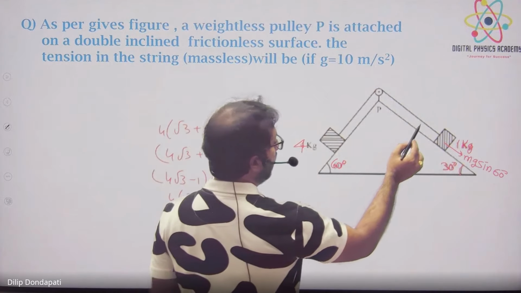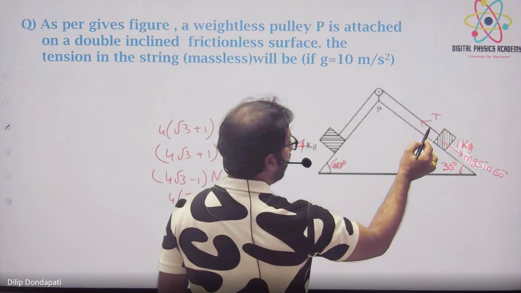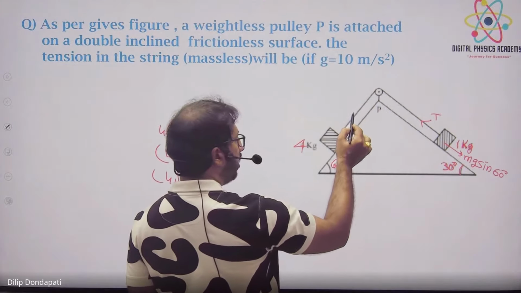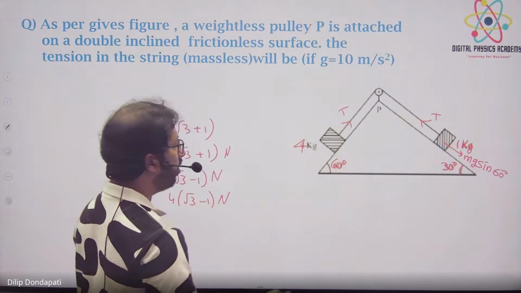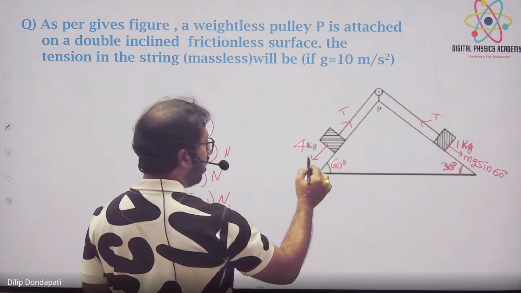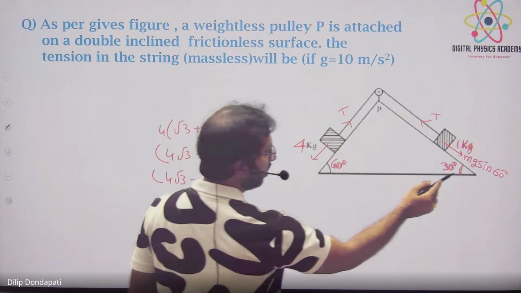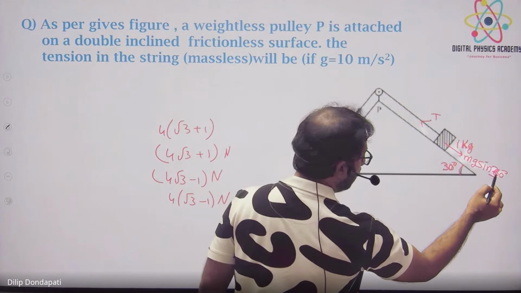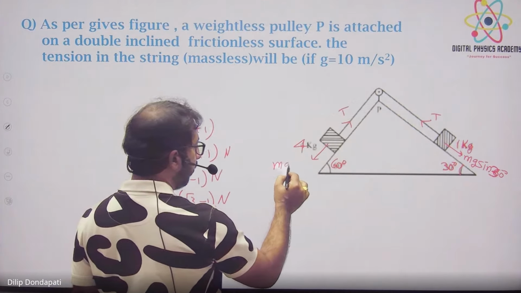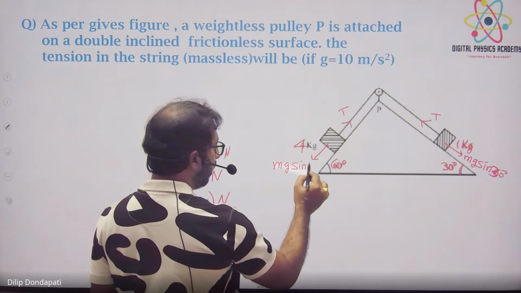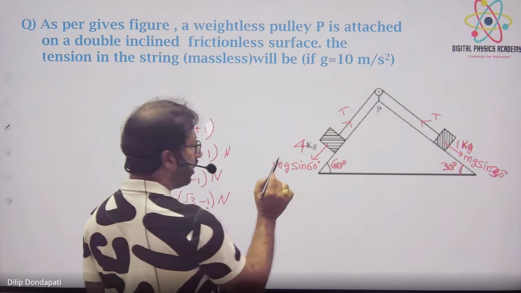Okay, and here tension T. देखो same string same tension and इसका tension T and इधर gravitational force कितना act होगा? mg, this is cos 30 sin 30, right? mg sin 30 इस inclined plane में 60, right? So mg sin 60. m is 4 kg, g is 10 and sin 60. हाँ Sir, option 1.